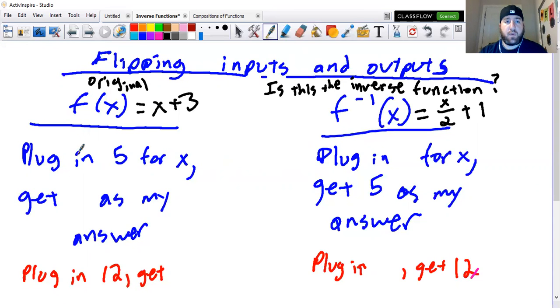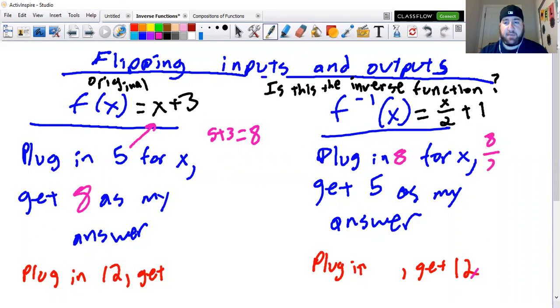So I'm going to plug in 5 for x right here. I'm going to start really easy. I plug in 5, and it gives me 5 plus 3 equals 8. So I plug in 5 and get 8 as my answer. Now I want to test if I plug in 8 for x, do I get 5 as my answer? So I'm going to plug it in here.